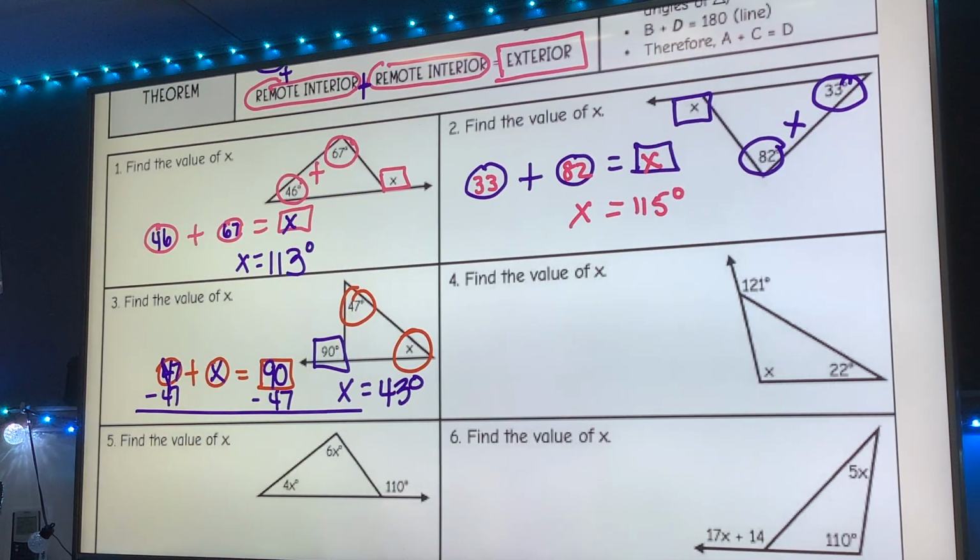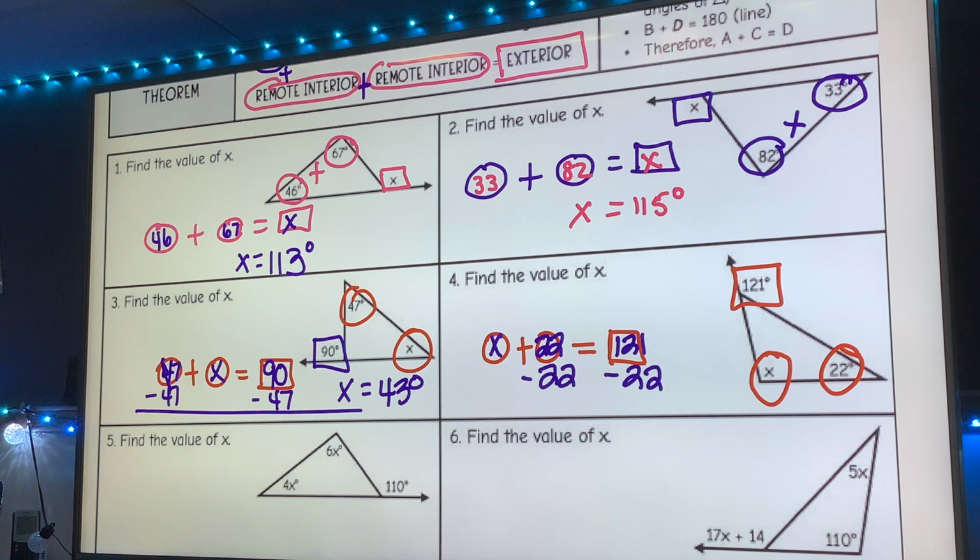Okay, on number 4, circle 22 and x. So circle plus circle equals box, and you're going to box 121 because it is your exterior angle. So then you'll have x plus 22 equals 121, and you'll have to subtract 22 from both sides to get your x by itself, and you'll have to do 121 minus 22, and you should get x equals 99 degrees.